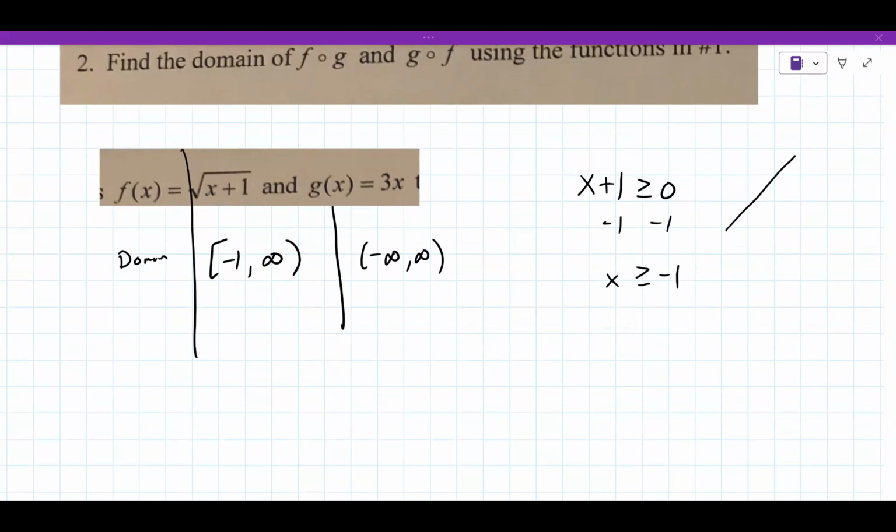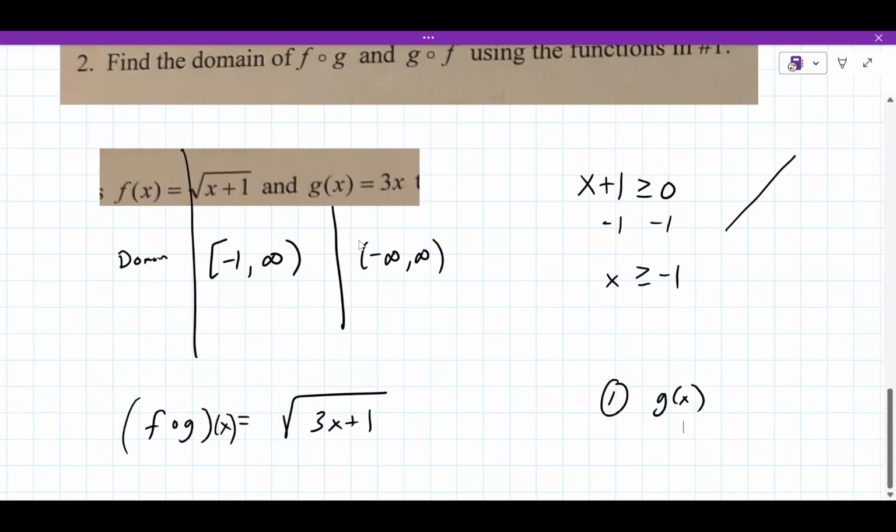All right, so the first one, the f bubble g, if you look back, it became the square root of 3x plus 1. What you first do is look at the inner function g of x. Did g of x have any restrictions? No. But this new one does. So you first look at the original function, then you look at the composition.